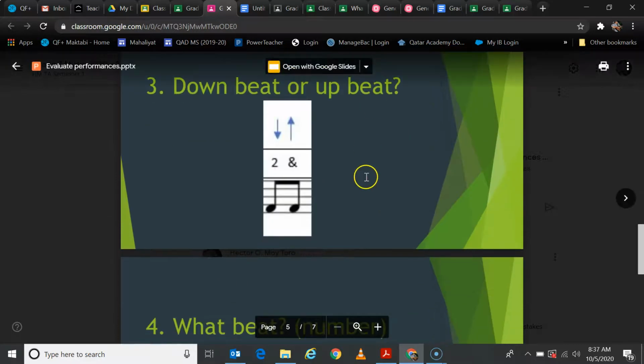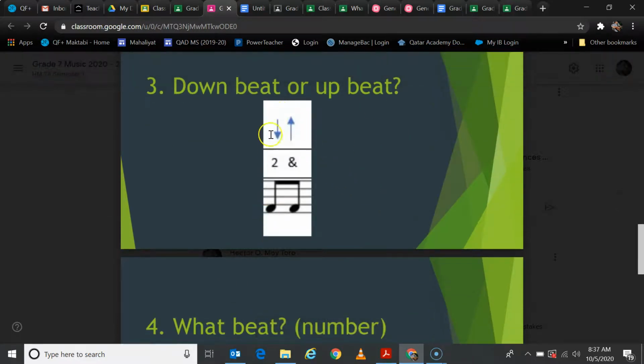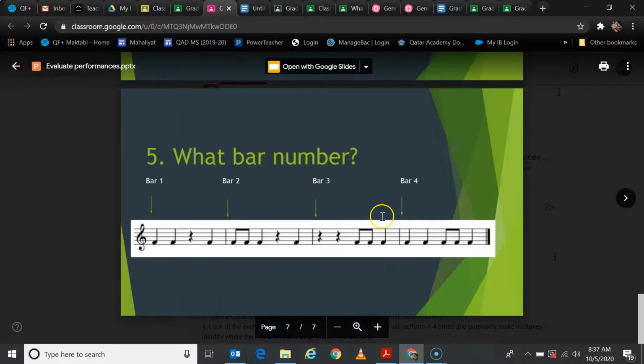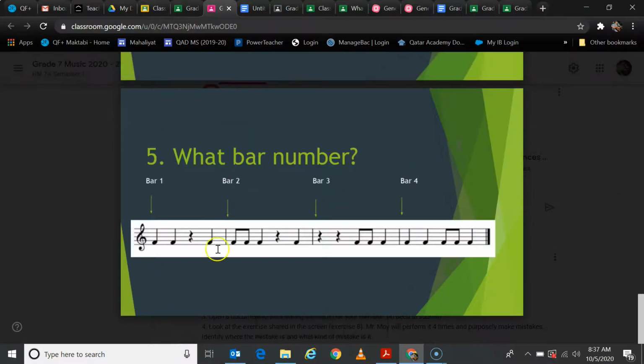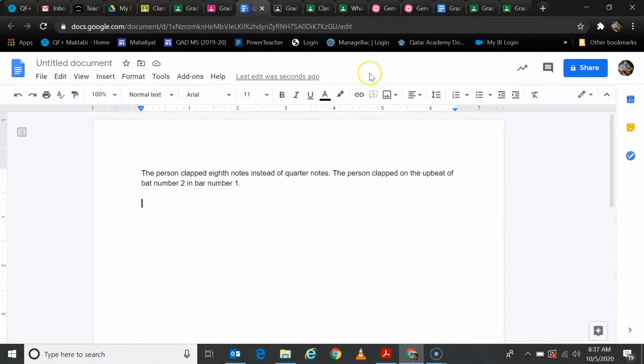Was it in the downbeat or in the upbeat? It was in the downbeat. It's very simple because quarter notes only happen on the downbeat. On one beat number, let's take a look. 1, 2, beat number 3. And in what bar? In bar number 2. So you write it down.